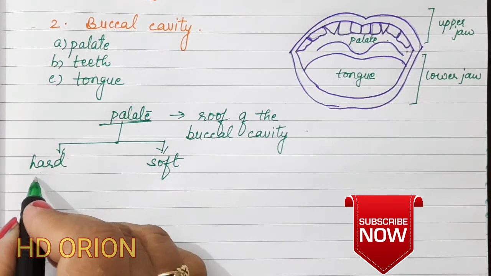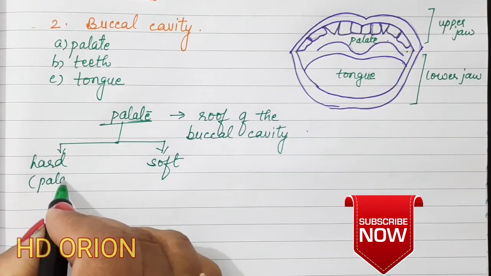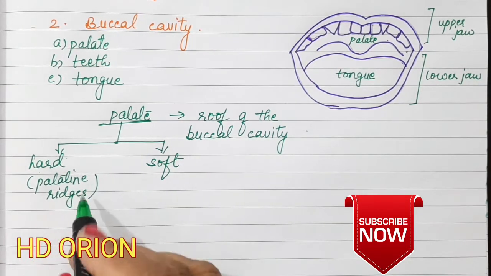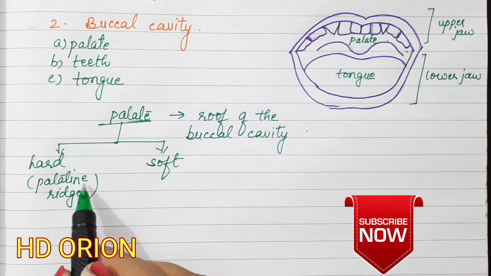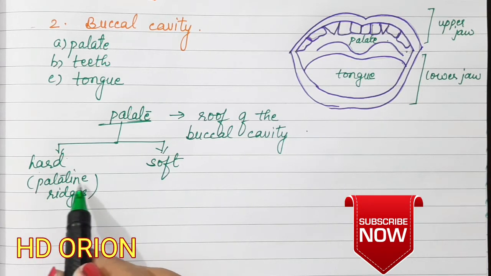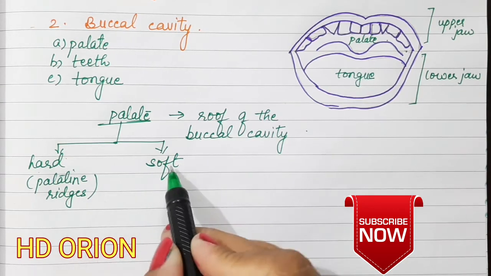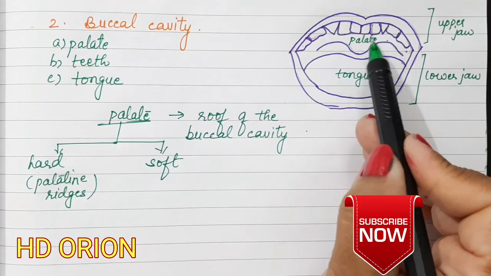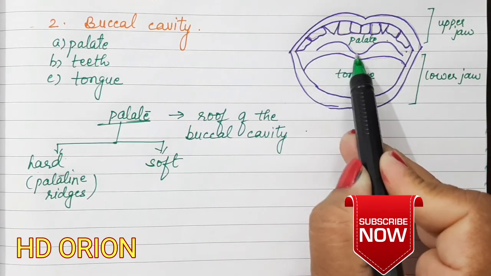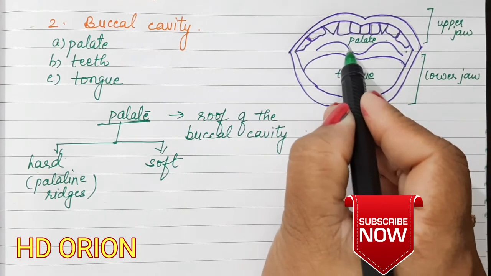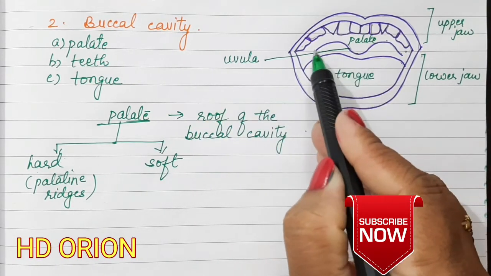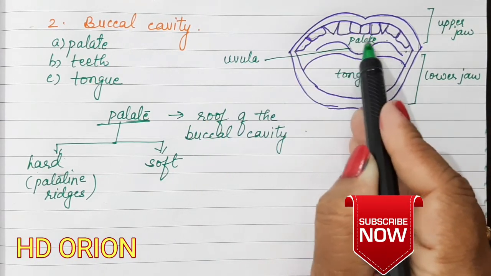to be hard because it has the palatine ridges. These ridges are formed because of the certain ups and downs that are present due to the bones, and these palatine ridges help in the holding up of the food, while the soft palate is present at the lower end, that means at the posterior end. This is the extension of the soft palate. We call it the uvula. This is the part which is the extension of the soft palate. So this is the posterior part.